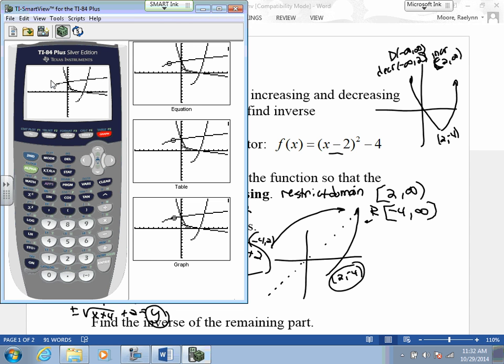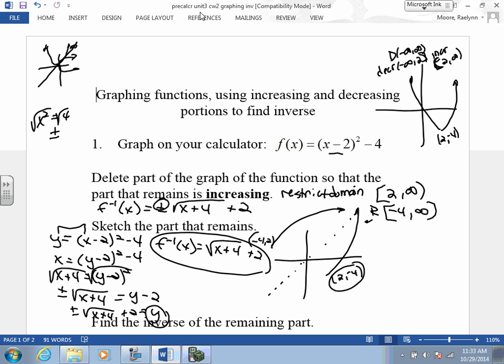It's a true inverse. Does that segment right here pass a vertical line test, this guy? Passes a vertical line test. So it is a function. I had to make my original function, which did not pass a horizontal line test, I had to restrict it so that I could find its true inverse.